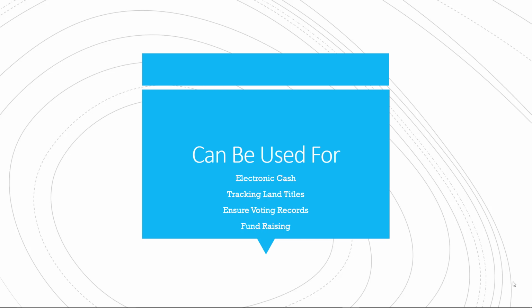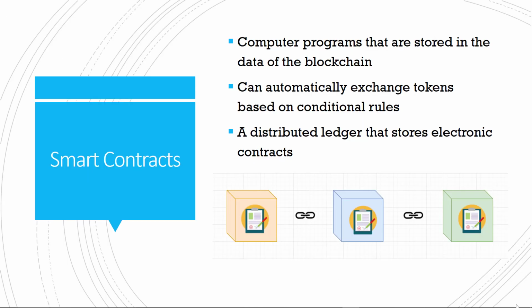and for fundraising platforms. Much of these use cases are implemented through smart contracts, which are really just computer programs that are stored in the data of the blockchain. They can be used to automatically exchange tokens based on conditional rules. And it is a distributed ledger that stores electronic contracts.